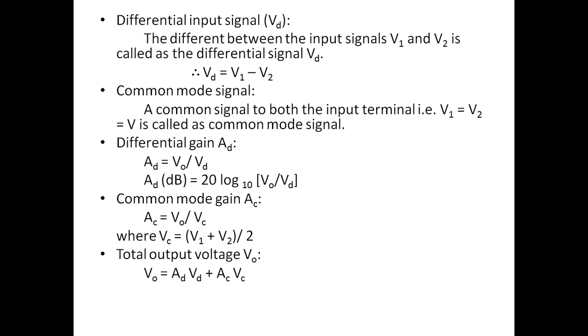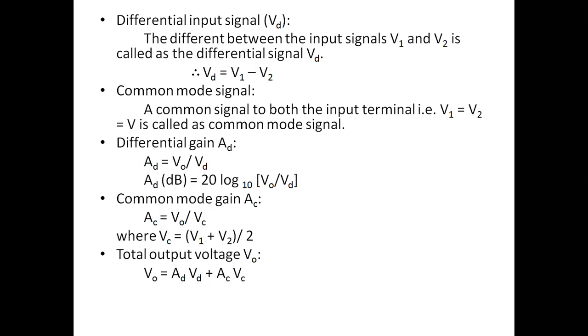If you are calculating in dB, you can write AC dB equal to 20 log 10 in bracket VO upon V1 plus V2 by 2. Or you can write 2VO upon V1 plus V2. You can take that 2 in the numerator.